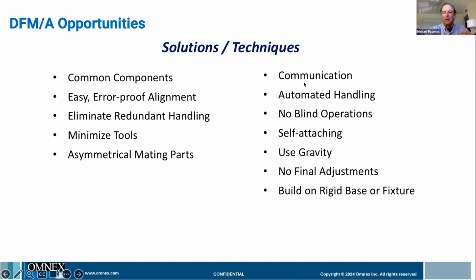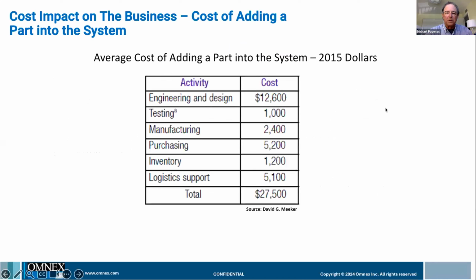Communication. Absolutely. Remember we talked about concurrence? Well, concurrence and continual communication. Any kind of automation. No blind operations. These are not the rules. These are some of the techniques, let's say strategies, to get there. Self-attaching, use of gravity. How about if we had designs where we didn't need final adjustments? And how about if we build on rigid bases or fixtures?